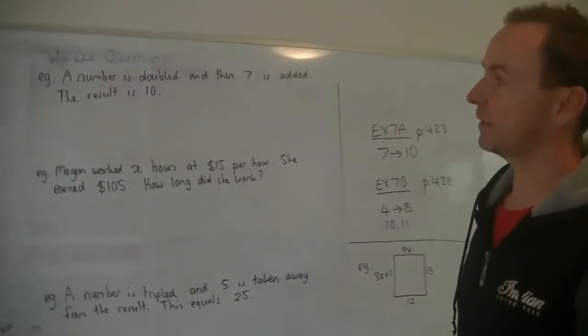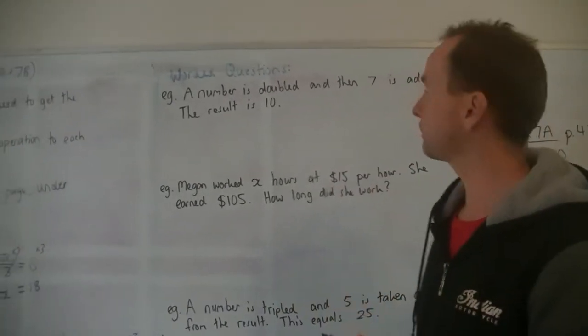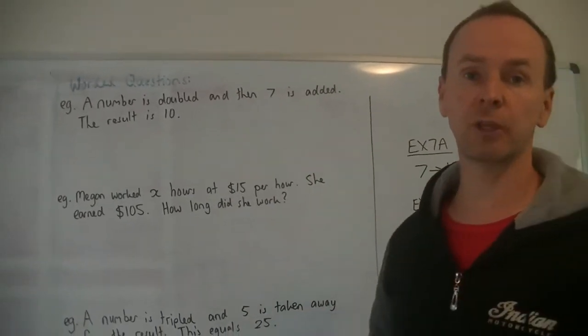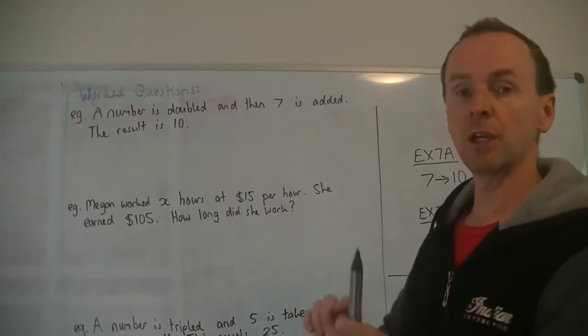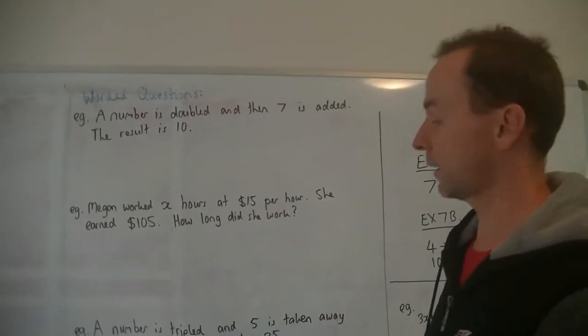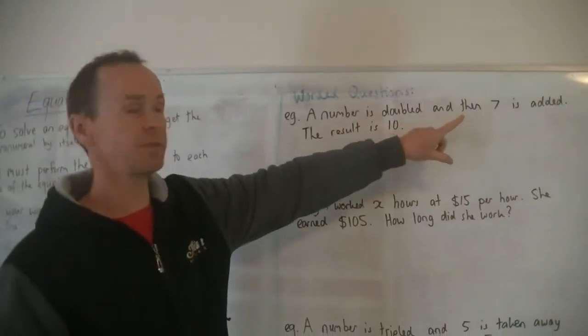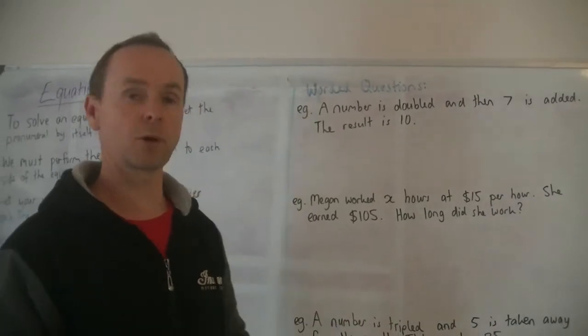The second part of this exercise, by the way, we are doing 7a and 7b combined together. Worded questions. So in these questions, read the question carefully, and the first step is you have to write an equation first. You write an equation and then you solve that equation. Alright, a number is doubled and then 7 is added. The result is 10, and then we'll say find the number or the pronumeral.